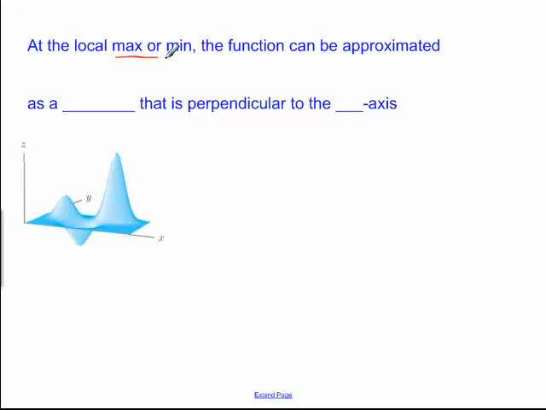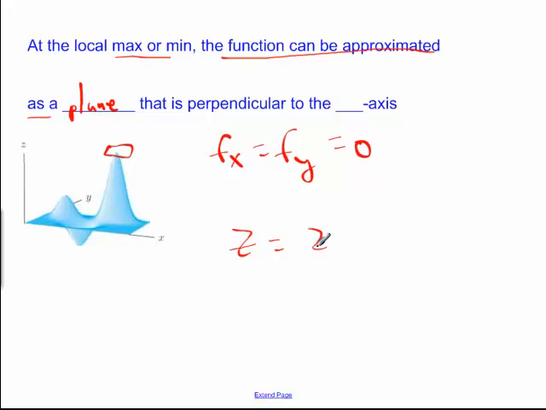So at the local max or min, we could rephrase this slightly different. The function can be approximated as a plane. Well, a function can always be approximated as a plane. So we can approximate the function as a plane at that point that is going to be perpendicular. Well, since f partial x equals f partial y equals 0, we know that my plane is just going to be perpendicular to the z-axis. So my plane will just be that z equals some z value, whatever z value it is there.